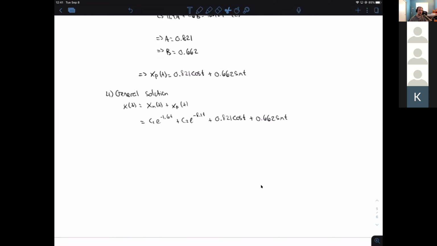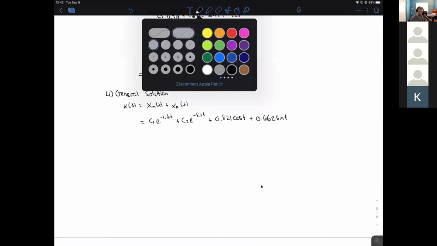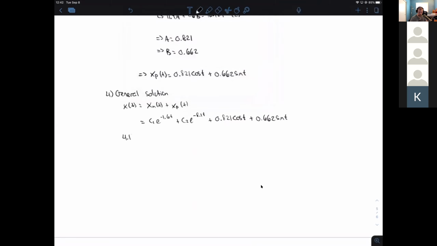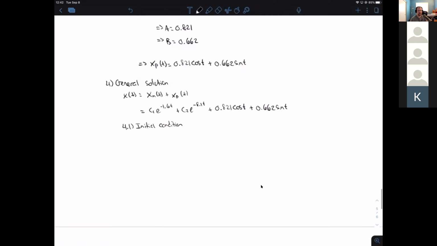Okay, so now we're going to apply our initial condition. So remember, we said our system was at rest at time t equals 0, and our position is going to be equal to 0. Okay, so if we're writing that out in math form, if our system is at rest at time t equals 0, that's x of 0. So x at t equals 0 is going to be equal to 0. All right, so let's plug this in now into our general solution here.